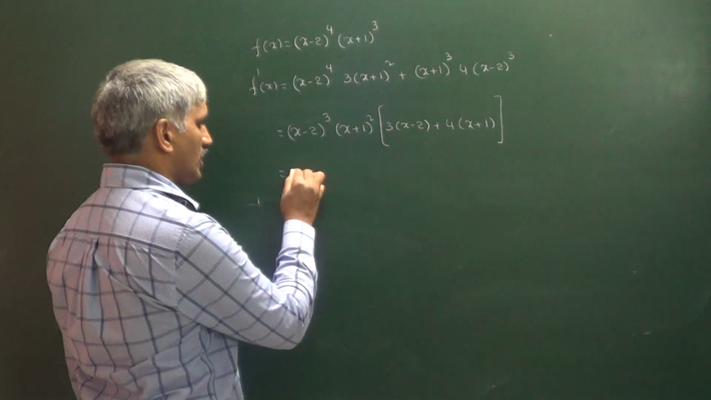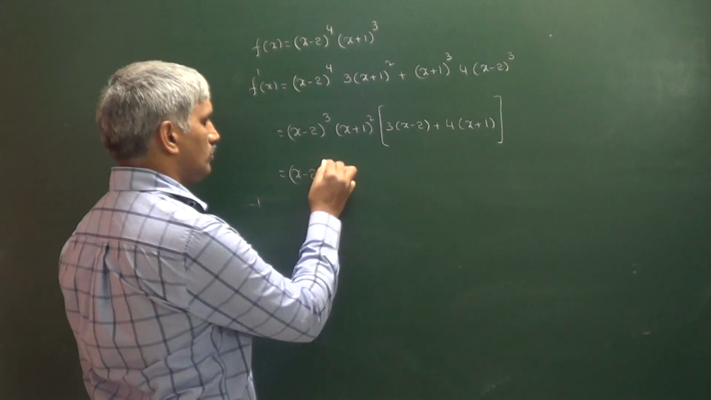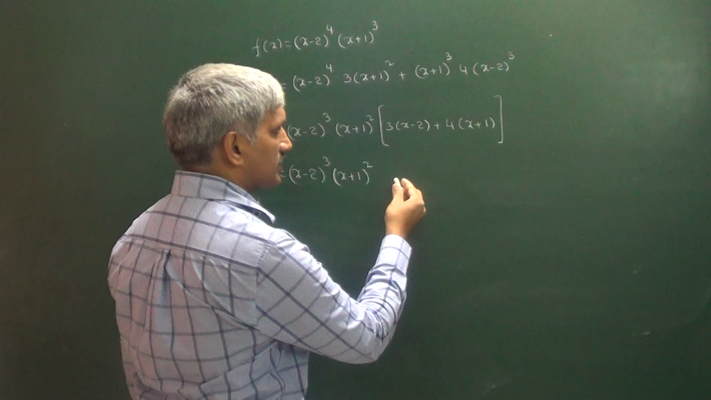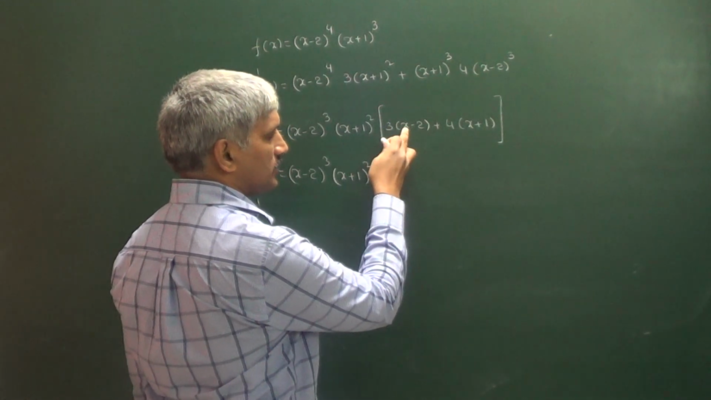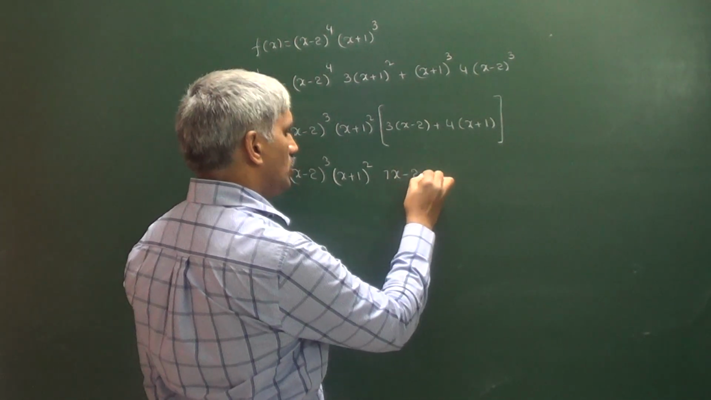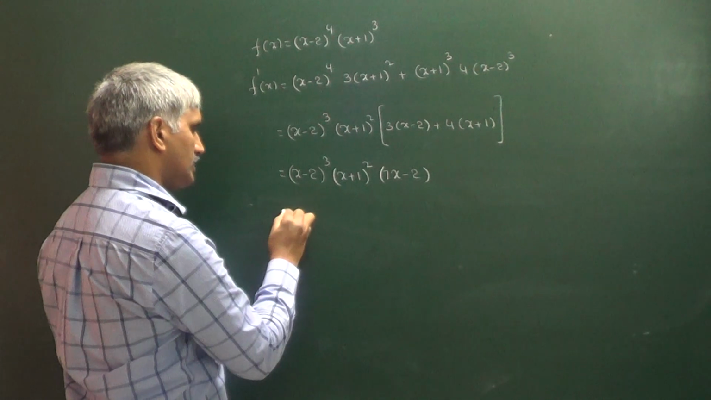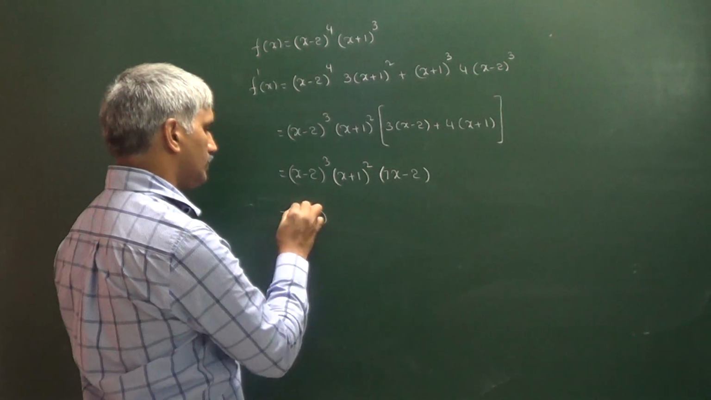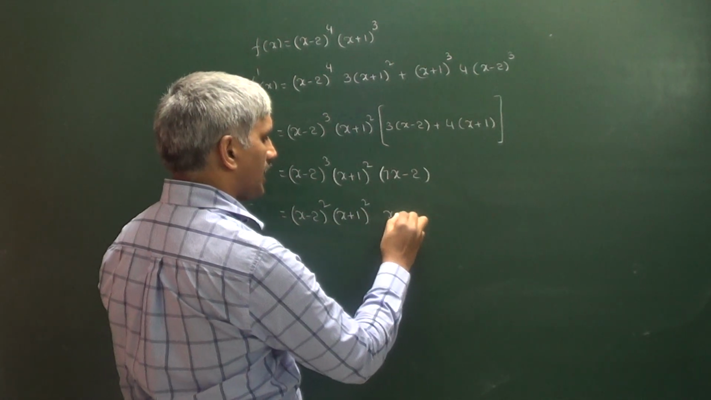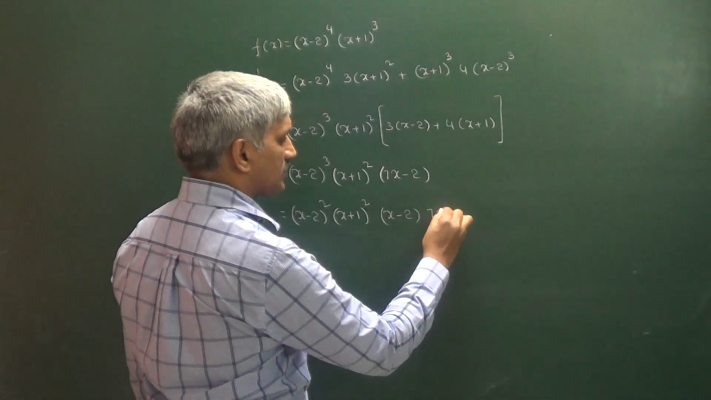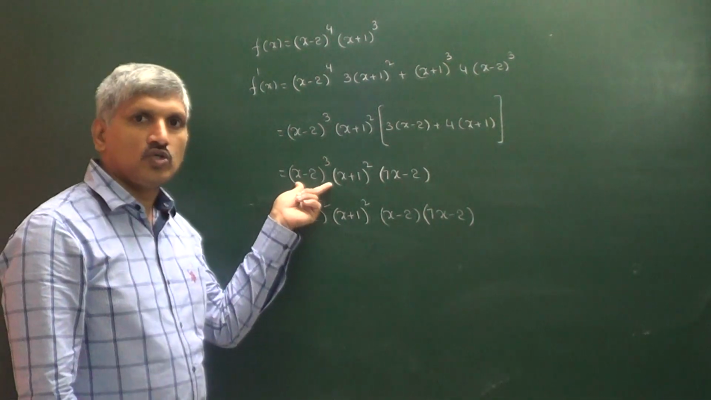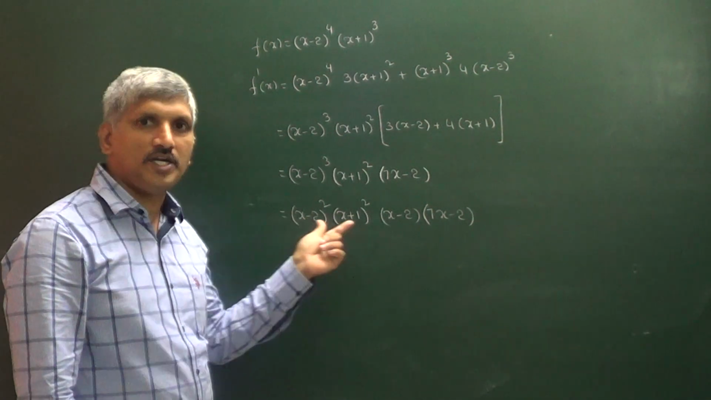Now the simplification we can write as (x minus 2) whole cube into (x plus 1) whole square into (7x minus 6 plus 4), right? So therefore we are getting 7x minus 2. Again this can be written as (x minus 2) whole square into (x plus 1) whole square into (x minus 2) into (7x minus 2). I hope everyone followed what I did. So this (x minus 2) whole cube can be written as (x minus 2) whole square into (x minus 2).